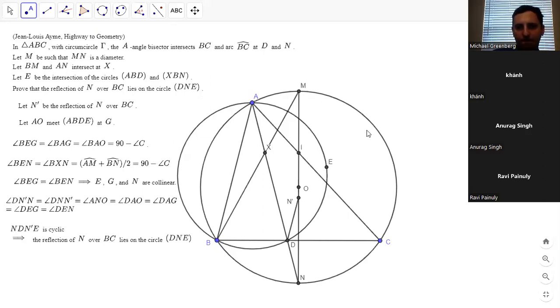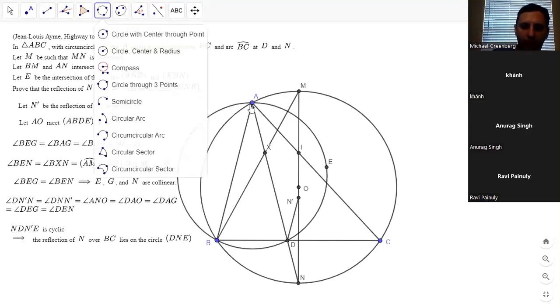So we have angle AIM is 90 degrees minus angle ACB, because this is a right triangle. And angle AXN is angle BAN plus angle ABM. So let's do an angle chase, and then we will have AXIM is cyclic. Yeah, so AXIM is cyclic.